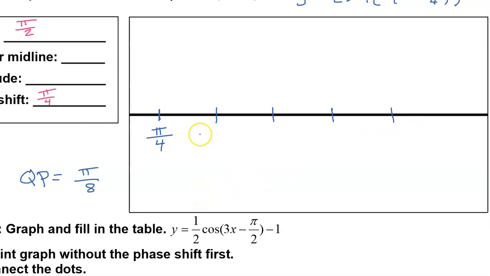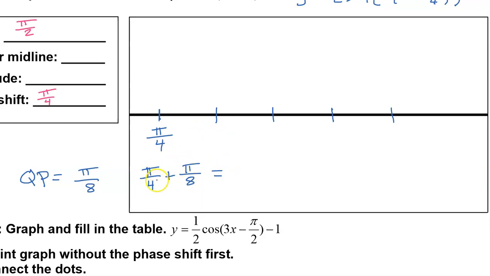So because I have 4 equal spaces, if I start from the phase shift, I should be able to find out what the next number is by adding the quarter period. So I'm going to start with the phase shift of pi over 4, but I'm going to add the quarter period of pi over 8. Okay, I'm adding the quarter period. That should give me the next value.